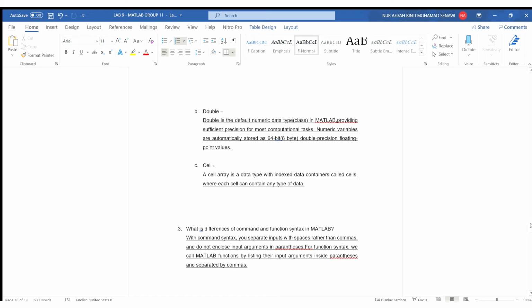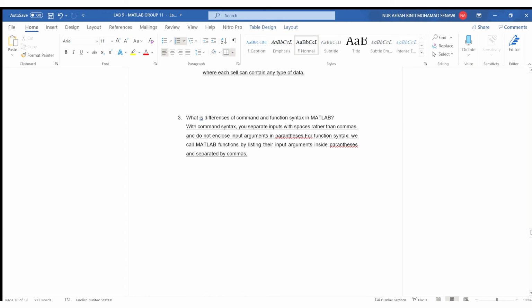So for the cell, a cell array is a data type with indexed data containers called cells, where each cell can contain any type of data. Question number 3 is, what are the differences of command and function syntax in Matlab? With command syntax, you separate inputs with spaces rather than commas, and do not enclose input arguments in parentheses. For function syntax, we call a Matlab function by listing its input arguments inside parentheses and separating them by commas.